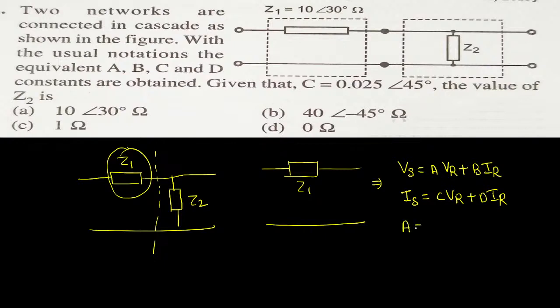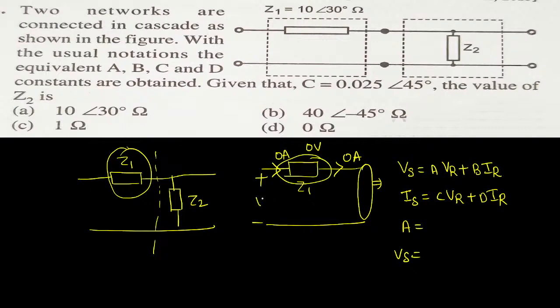While calculating A and C, we should make the value of IR as 0. Now we have made the receiving end current 0, so that will be open circuited. Then what will come? If it is open circuited, then the current flowing into the transmission line will become 0 ampere. Correct? So in that case, sending end voltage equal to, there will be no drop here because 0 into Z1 will become 0 voltage.